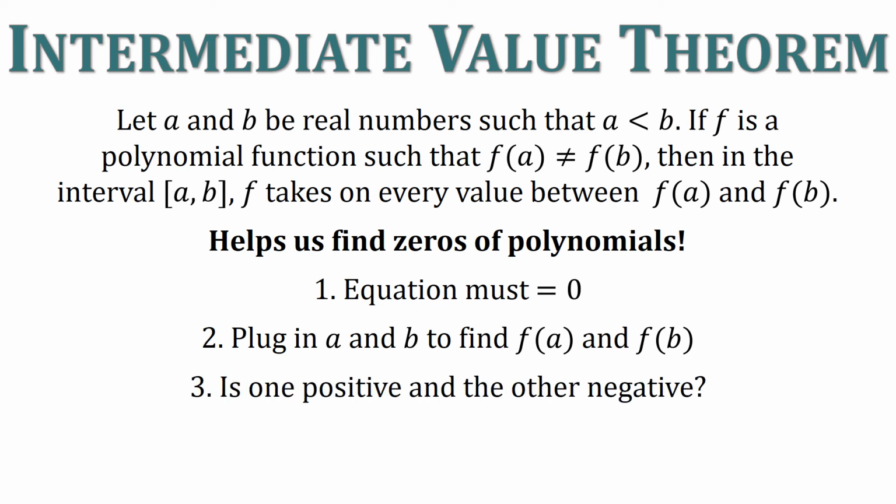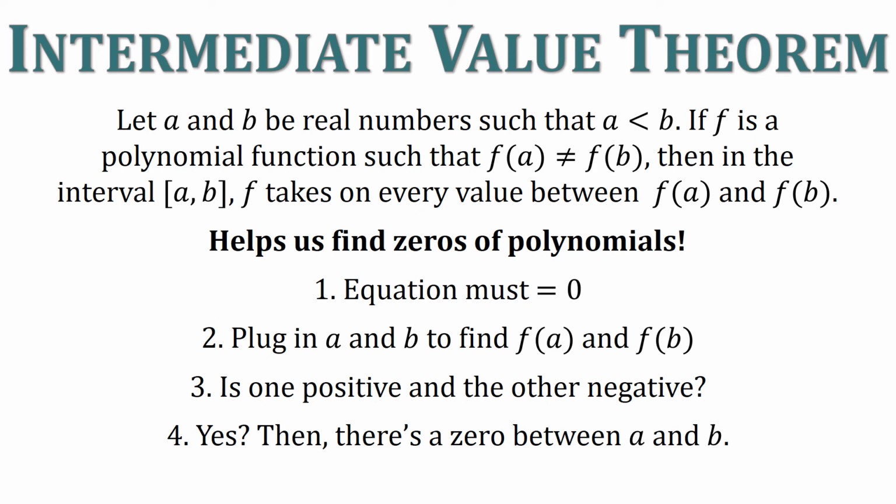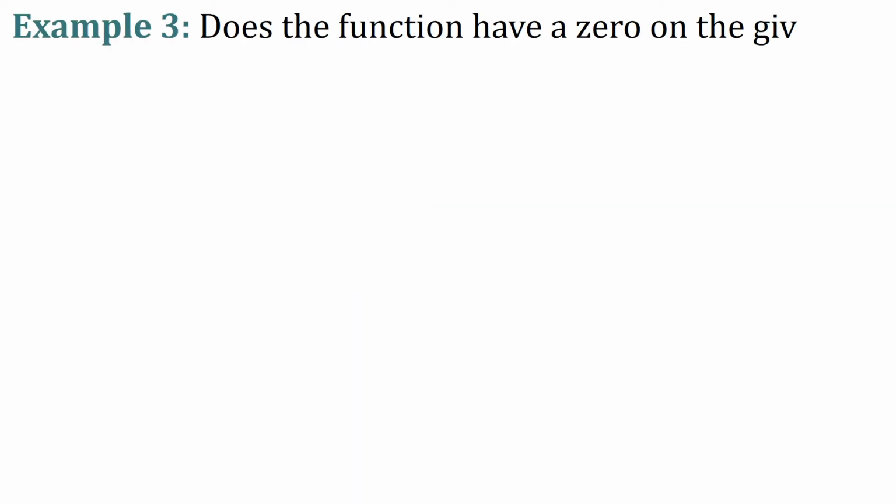Then we're going to compare f of A and f of B. We're going to say is one positive and is the other negative. We're going to look at that. Yes, then there's a 0 between A and B. No, then there's not a 0 between A and B. Well, then there's most likely not a 0. So let's look at an example and see what all of that meant.